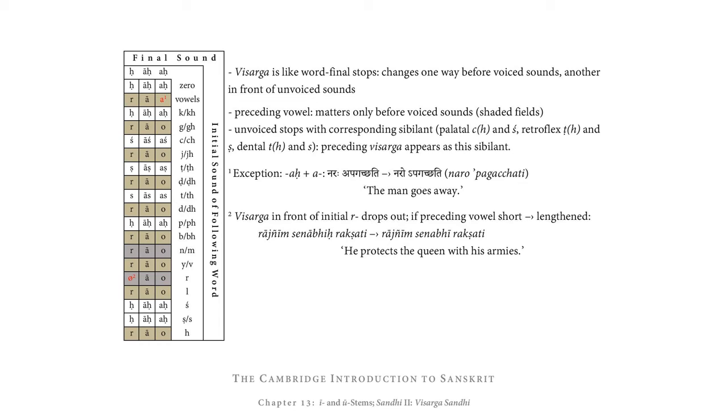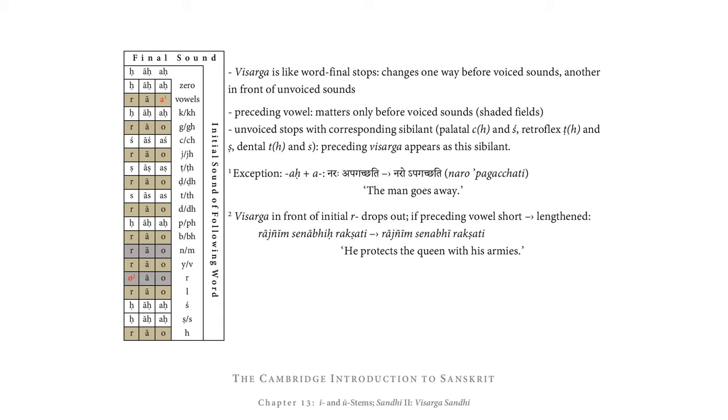If you have ach plus a vowel at the beginning of the next word, then the visarga drops, and so we're left with r. And if you have ach plus a vowel at the beginning of the next word, again the visarga drops, and we're left with just r, except, and this is exception one that you can see here on the right, if you have ach plus short a, then the ach changes into o and the a disappears. And so narach apagacchati becomes naro pagacchati, the man goes away.